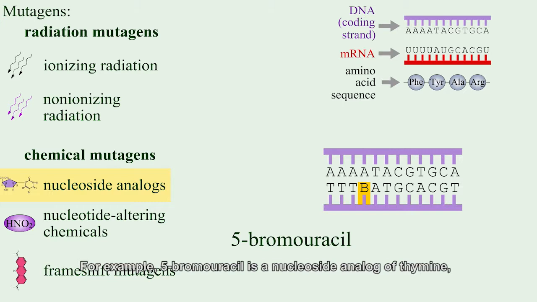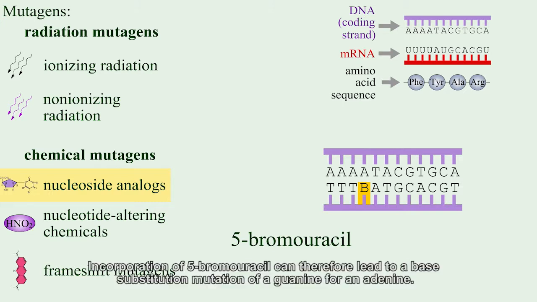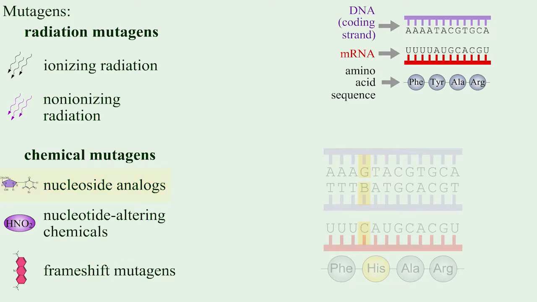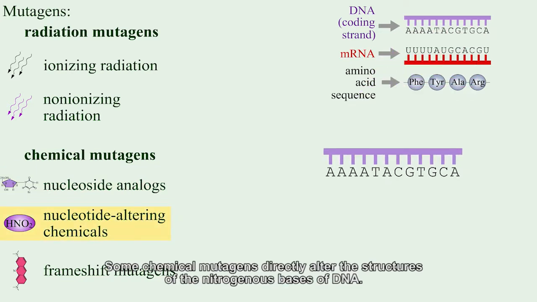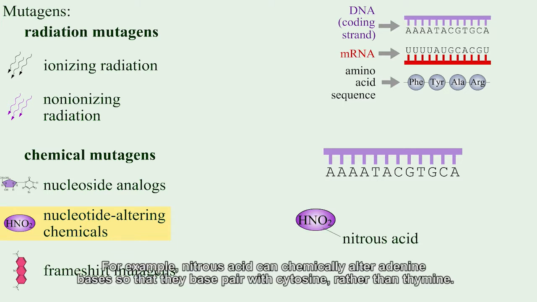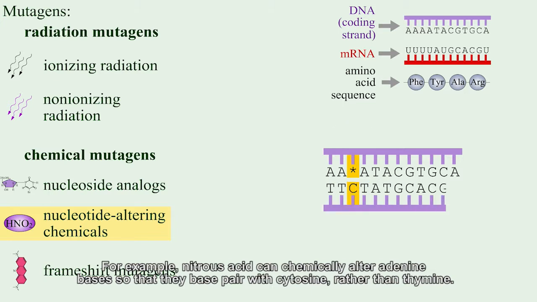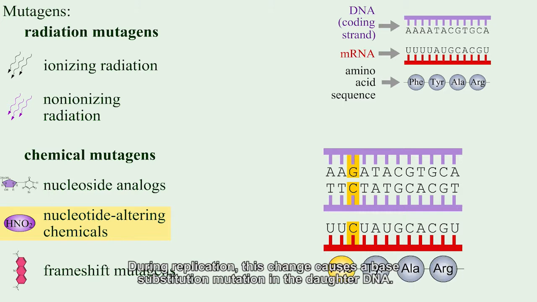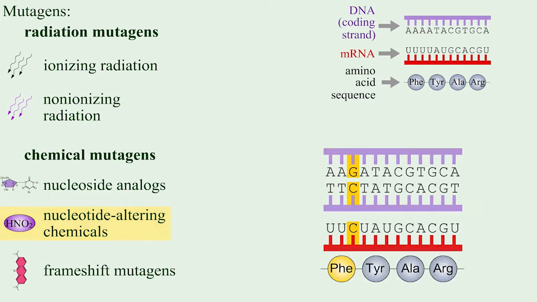For example, 5-bromouracil is a nucleoside analog of thymine, but it often pairs with guanine rather than adenine. Incorporation of 5-bromouracil can therefore lead to a base substitution mutation of a guanine for an adenine. Some chemical mutagens directly alter the structures of the nitrogenous bases of DNA. For example, nitrous acid can chemically alter adenine bases so that they pair with cytosine rather than thymine. During replication, this change causes a base substitution mutation in the daughter DNA.